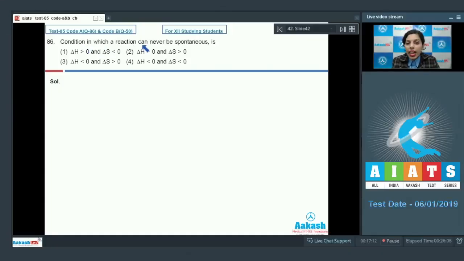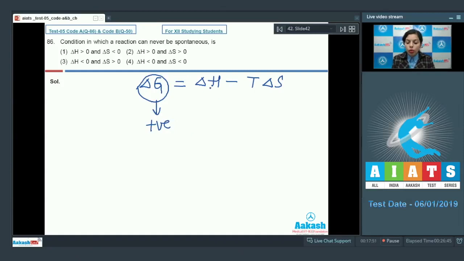Condition in which a reaction can never be spontaneous: the spontaneity of a reaction can be identified with the help of the change in Gibbs free energy, the delta G value, and this delta G value is equal to delta H minus T delta S. This is the equation. With the help of this equation, we can say that a reaction can never be spontaneous if this delta G value is positive, and this value can only be negative in all conditions when this delta H is positive.